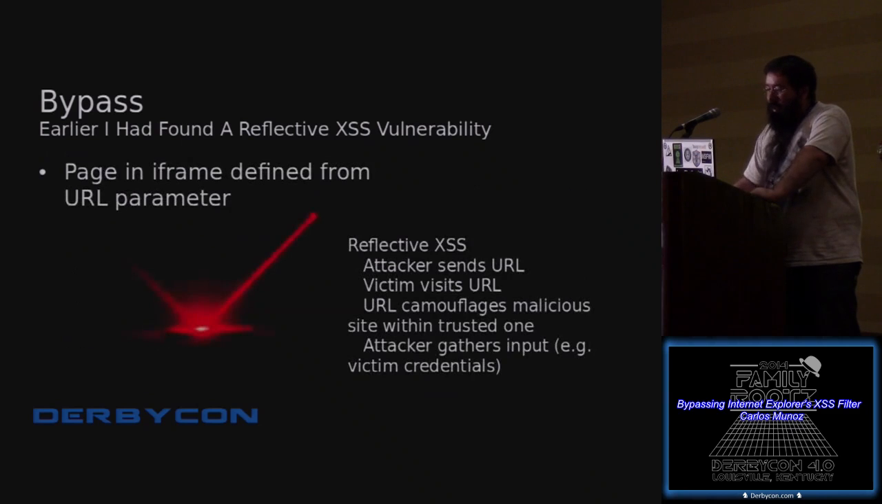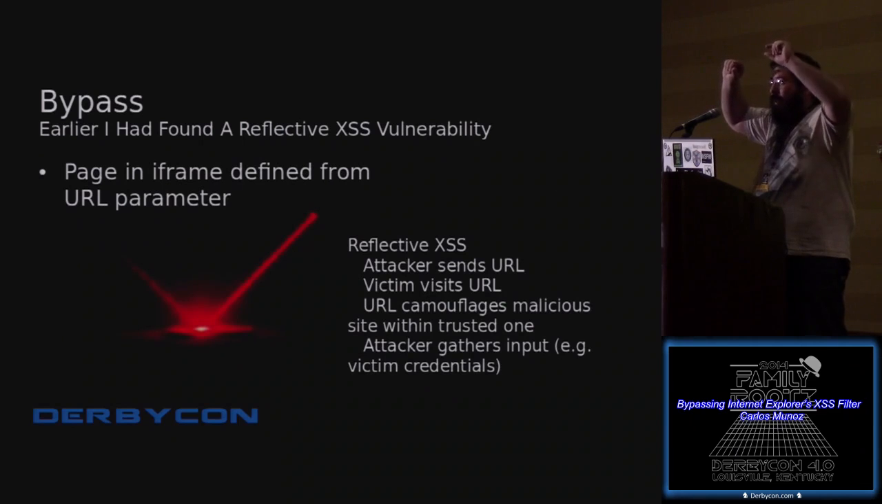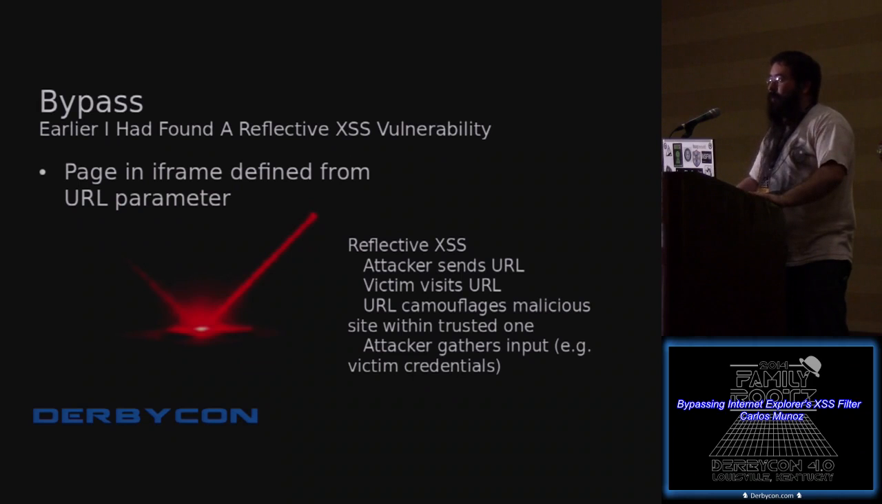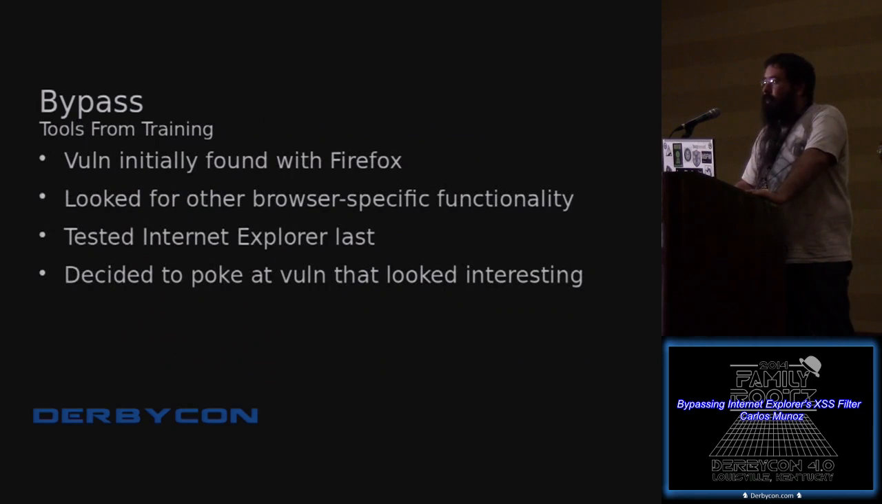However, the page that's in the iframe was defined by a parameter in the URL. So I could have my injection in the URL landing in the iframe definition, which would then pull in the vulnerable page with the reflection and pop my alert box. I'd initially found this in Firefox. Again, I was looking around for any sort of browser-specific functionality and didn't find anything. I was working in Internet Explorer and decided that, hey, this thing looks a little interesting. I'll poke at it, just for fun.